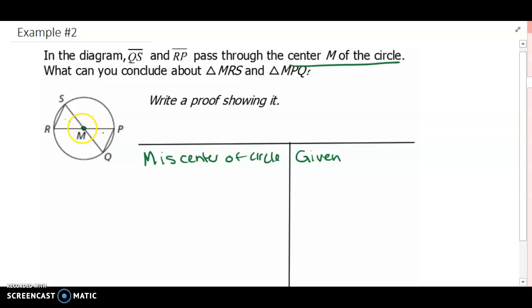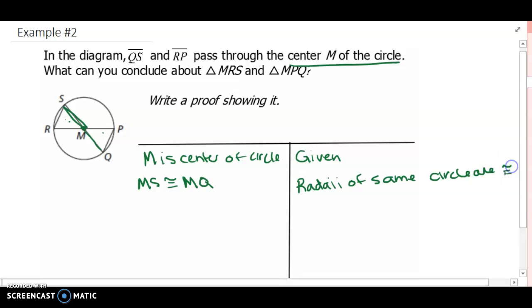If this is the center, wouldn't that mean that MS and MQ are congruent? Because aren't all radii of the same circle congruent? So I can just write radii of same circle are congruent. Okay, that's the definition of a circle, guys. Every point from the center to the outside, anywhere you go, it's going to be congruent.